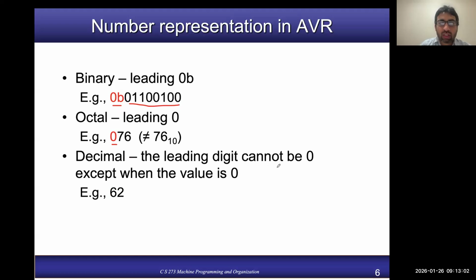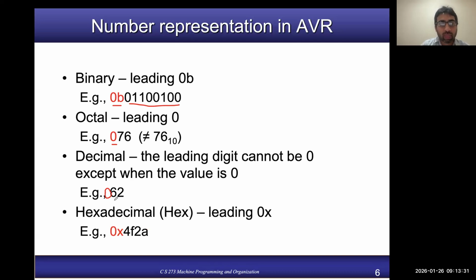In the decimal system, the leading digit cannot be 0 except when the value is 0. So in the decimal system, you don't need to put anything in the leading position. If it is 62, you will write 62. You cannot write 062, because you will be expecting that you have written the number in decimal form, but the assembler will interpret it as an octal number. So the actual value will be different according to your interpretation and according to what the assembler is understanding.